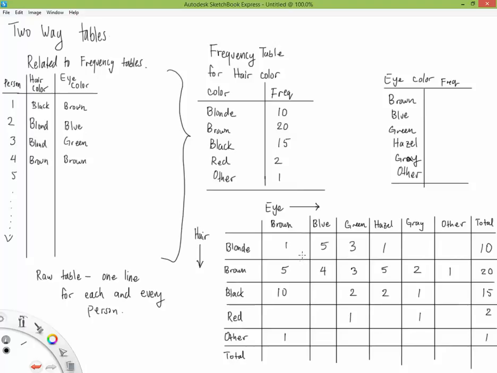I can ask, how many people have red hair and blue eyes? And you would say 0, right? 0 people have red hair and blue eyes. But I could say, how many people have black hair and hazel eyes? And you would say 2. Or how many people have gray eyes and brown hair? 2. So we understand how to read this. It's very simple, so this part is easy, in my opinion.